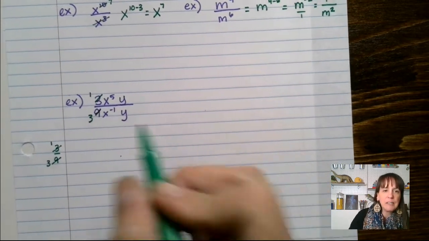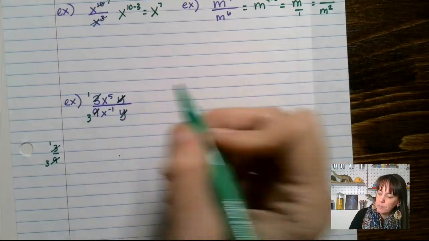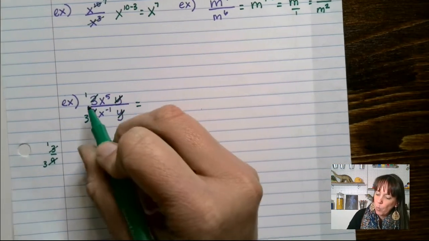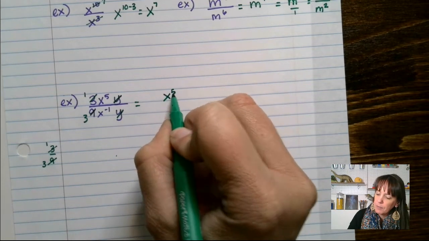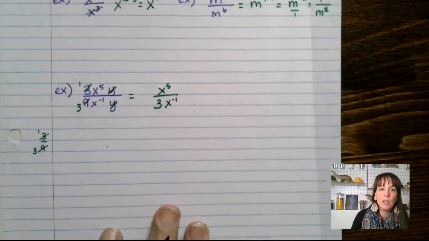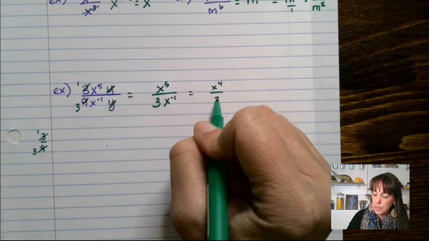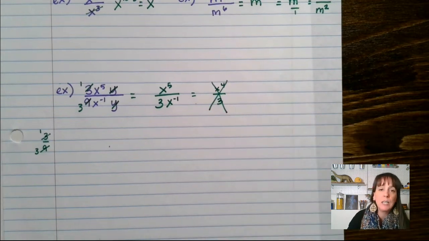The other thing we can clear out of here are those y's, because there's one y upstairs, one y downstairs. Let's just get rid of them. Let's rewrite it now. We have 1x to the 5th over 3x to the negative 1. Now, a lot of times I see students say, oh, that equals x to the 4th with the 3 staying on bottom. Absolutely not. It is not.